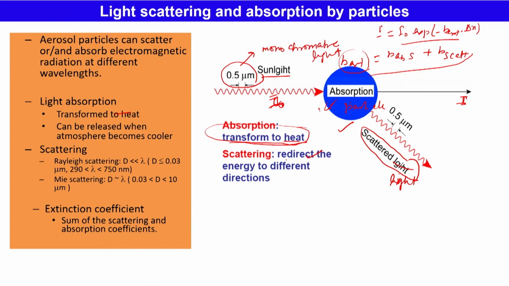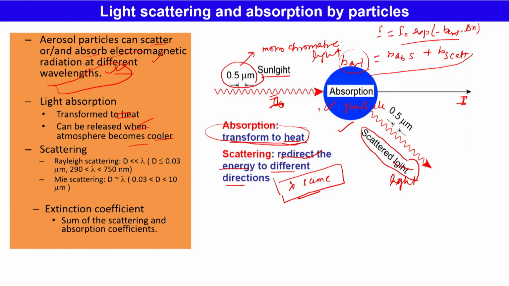Scattering means redirecting the energy in different directions, but remember the wavelength will remain the same. In scattering, the wavelength of the incident radiation and the scattered radiation will be the same. To sum up, aerosols can either scatter or absorb electromagnetic radiation at different wavelengths. This is very important: absorption and scattering are wavelength dependent. So when you measure absorption, scattering or extinction, you have to mention which wavelength you are using.